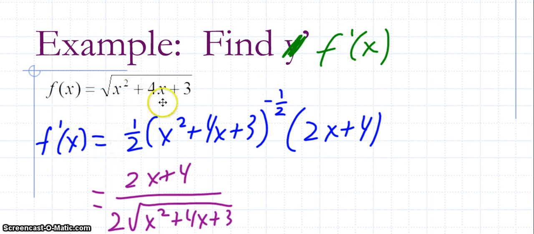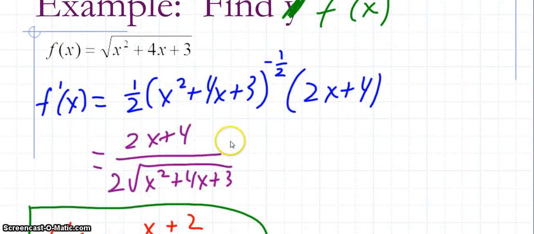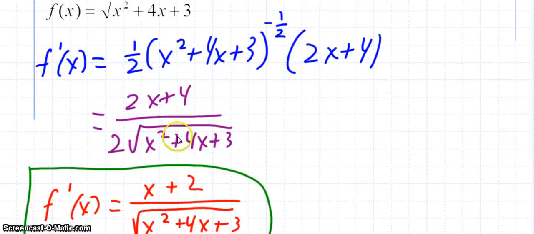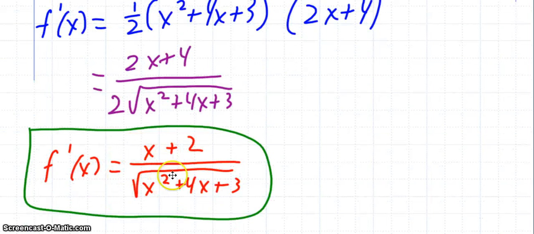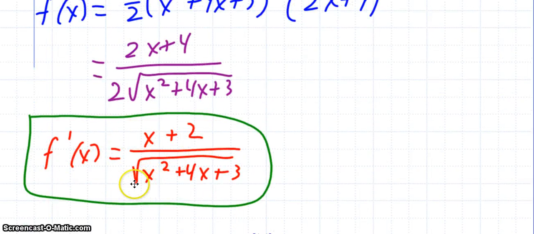Alright, so what do we do? We do the chain rule, so we do the derivative of the outside. So I bring 1/2 down, leave the inside the same, subtract 1 from the exponent, so it's negative 1/2, times the derivative of the inside, which is 2x plus 4. Now, just a little bit of simplifying. So I bring this down to the denominator, write it as a square root. There's a common factor of 2 in the numerator, so the 2's reduce, and that's how we get our answer. Nice.